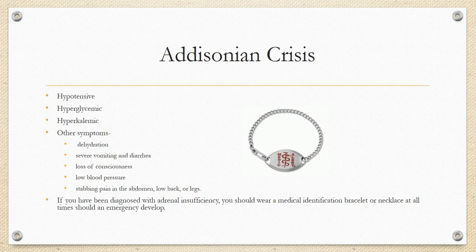There's something also called the Addisonian crisis. This is where a patient will become hypotensive, hyperglycemic, hyperkalemic. Other symptoms will be dehydration, severe vomiting and diarrhea, loss of consciousness, low blood pressure, and stabbing pain in the abdomen, lower back, and legs. If you have been diagnosed with adrenal insufficiency, they want people to wear a medical alert, either a bracelet or necklace, to identify that. The Addisonian crisis is very real, and if you run into somebody who has these symptoms or isn't acting right, or you come upon them and they're not conscious, at least you have something to look at and say, hey, this is what's wrong with them.